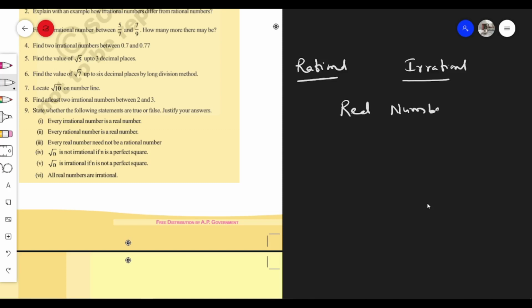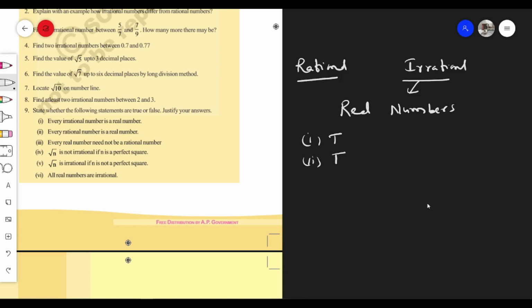Actually I want to present it in a different way, but here for the context's sake I am explaining it. The combination of rational numbers and irrational numbers is called real numbers. I will explain it in the next video, but here, every irrational number is a real number. Yes, true. That is true. First statement is true. And second one, every rational number is a real number. No doubt, every rational number is also a real number.